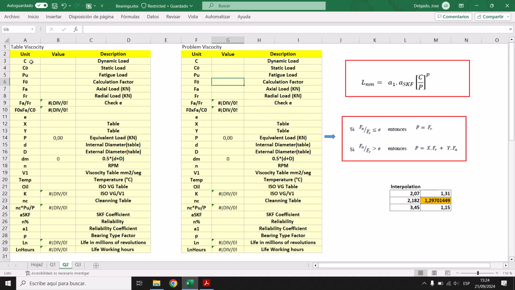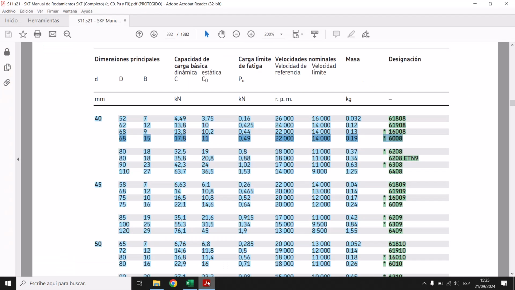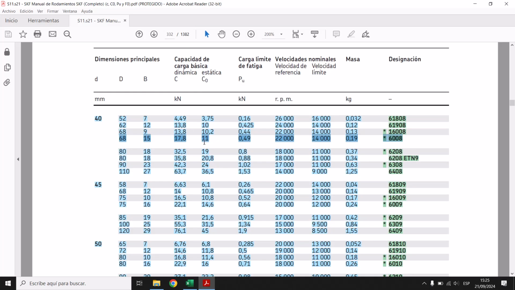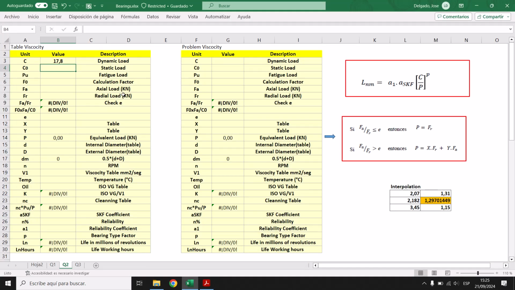And as you can see, we have these units: dynamic load, static load, fatigue load, calculation factor, axial load, radial load. There is no calculation here, not any equation for this. We should only know the values. Dynamic load is going to be 17.8, so let's put 17.8. Static load 11. Fatigue load 0.49.